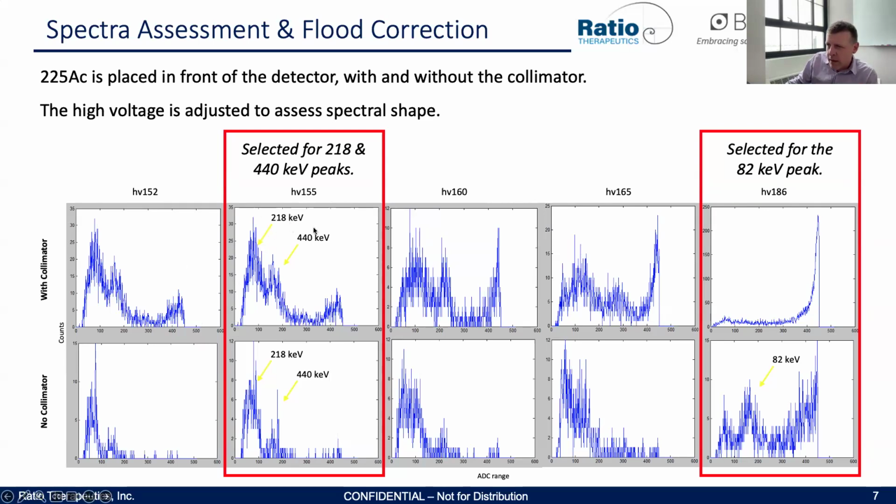You can see these yellow arrows might not show up the best, but should be clear. We have a 218 and 440 keV peak visible here. So this setting was selected for those windows. And then especially visible without the collimator, we have a nice peak here at 82 keV. And so this setting was selected for that peak. So when we're acquiring the data moving forward, depending on if we want to look at 82 keV or 218 and 440 keV, we are acquiring the data with different system settings.